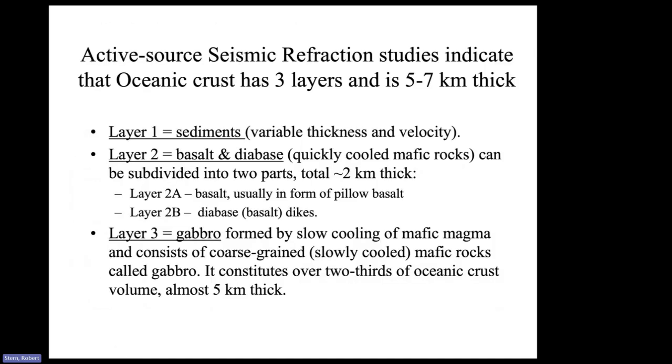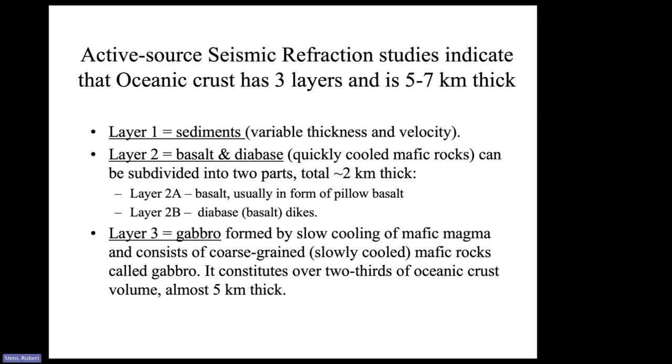All right. So active source seismic refraction studies indicate that oceanic crust has 3 layers and is 5 to 7 kilometers thick, as we just showed, with the exception of very slow spreading crust. Layer 1 is sediments. These have variable thickness and velocity, very thin out in the middle of the ocean, very thick near the continents. Layer 2 is the upper layer of the true oceanic crust, which are these quickly cooled mafic lavas and shallow intrusives. And layer 3 is gabbro, which is the slow cooling of mafic magma.